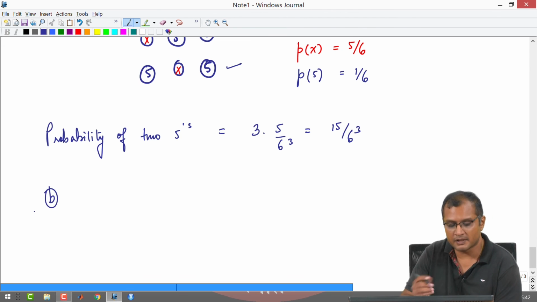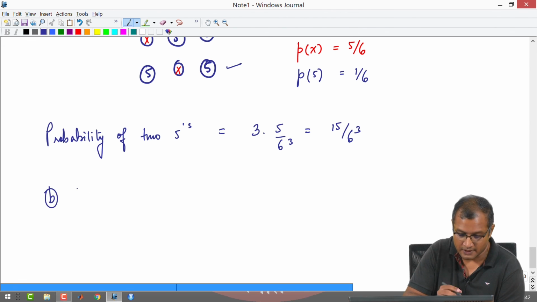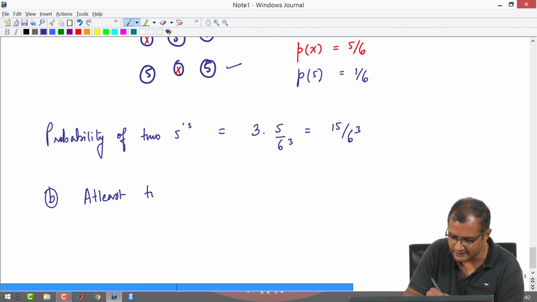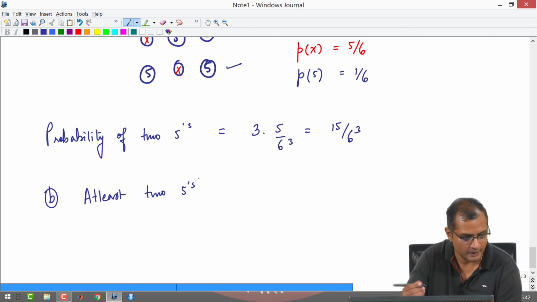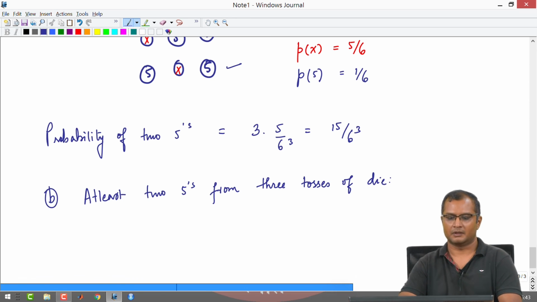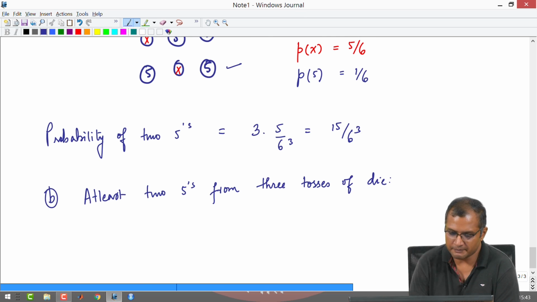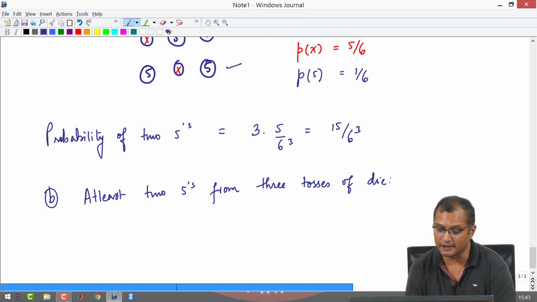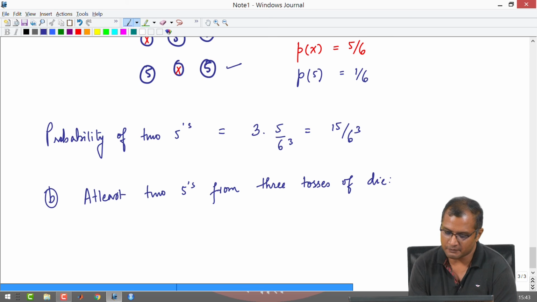We can also ask another interesting question, which is as follows: what is the probability of getting at least 2 5s from 3 tosses of the die? What we solved previously was the probability of exactly 2 5s. What I am asking now is the probability of at least 2 5s.